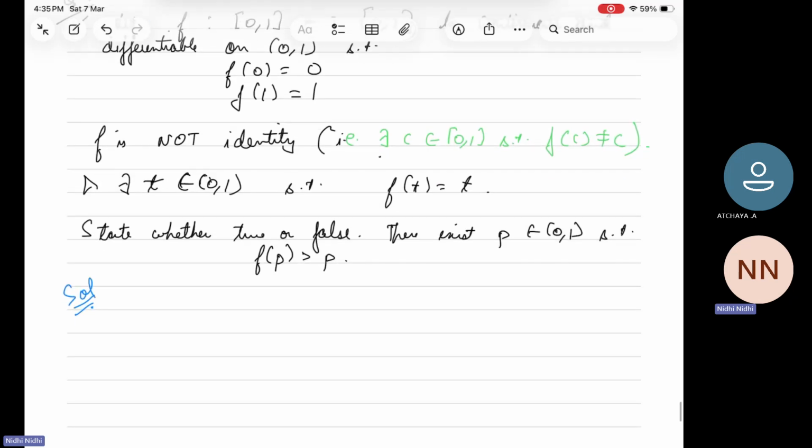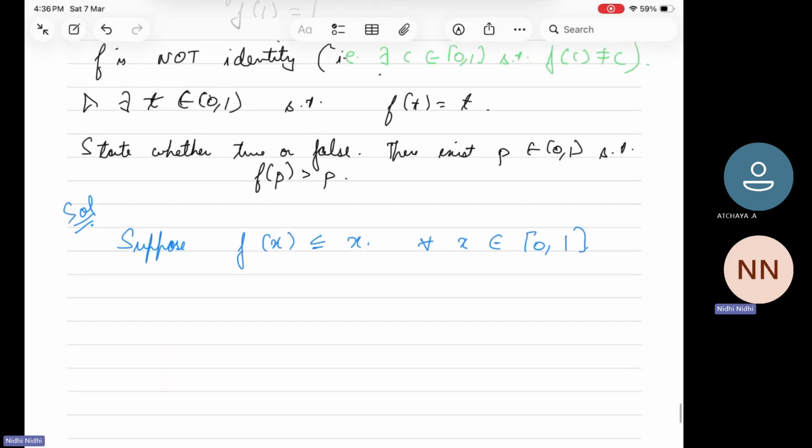So we'll start with, suppose f(x) is less than or equal to x for every x in closed interval 0 to 1. Because if at some point this is greater than, then the given statement is true. So we'll see if this condition can hold, then we will say that the given statement is false. And if we end up getting some kind of contradiction with our assumption that f(x) is less than or equal to x for all x, then we can say that the given statement is true.